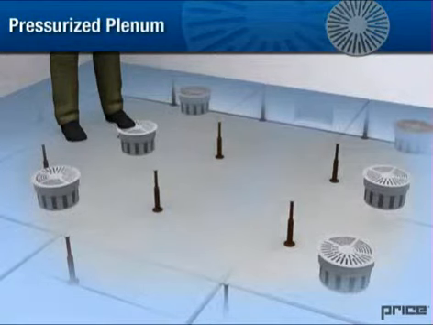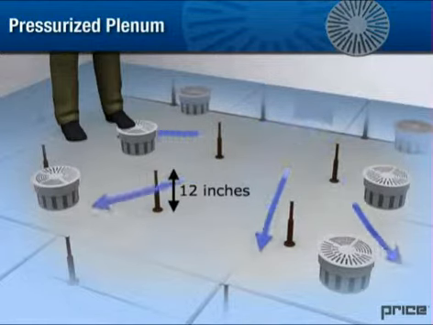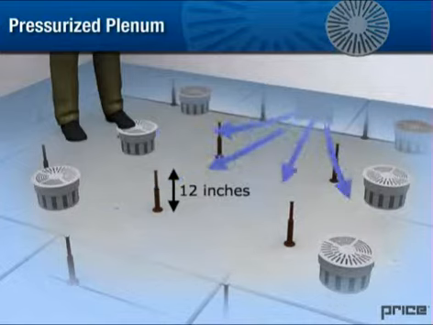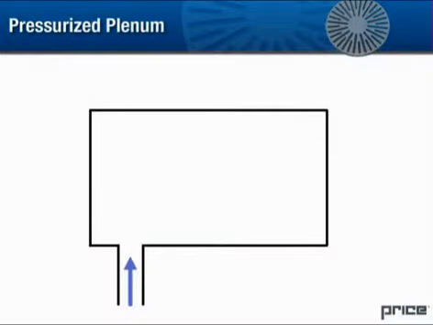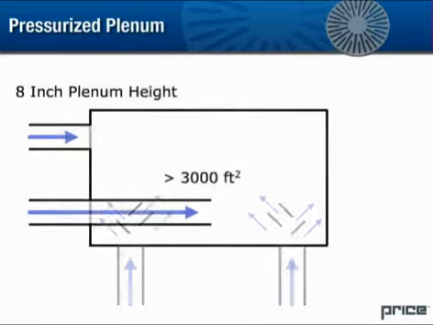In an underfloor pressurized plenum system, the air being supplied is affected by the height of the plenum. The higher a plenum is, the better and more evenly the air is distributed within the plenum. The minimum clearance required for airflow in a pressurized floor plenum is 3 inches. With this clearance, a single supply duct can feed a plenum area of 500 square feet. With a plenum height of 8 inches, a single supply duct can supply an area of up to 3,000 square feet. Multiple supply feeds would be required for an area exceeding 3,000 square feet.